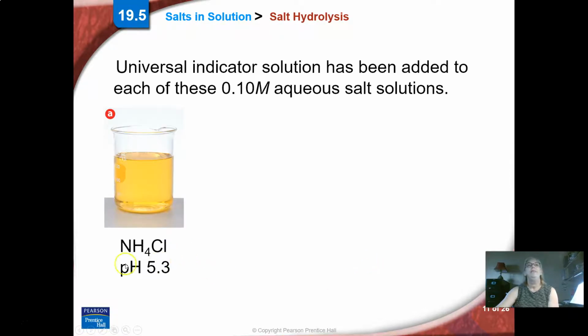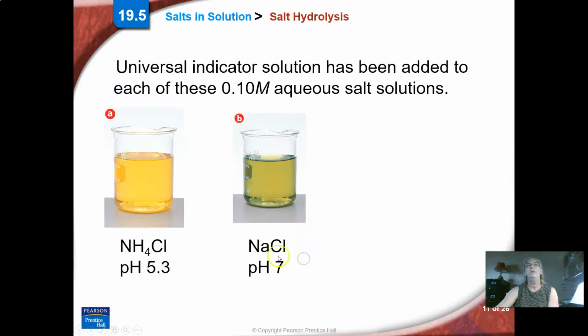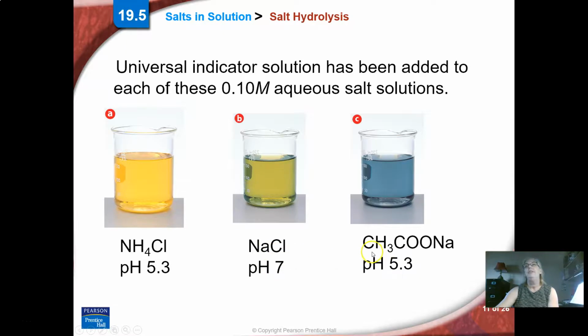Here's ammonium chloride. It made the water acidic. When I threw that salt into water, it made it acidic. When I throw sodium chloride into water, since it is from hydrochloric acid and sodium hydroxide, a strong acid and strong base, it makes a pH of 7 when you put the salt in water. If I throw sodium ethanoate into water, it makes a basic solution. Okay?